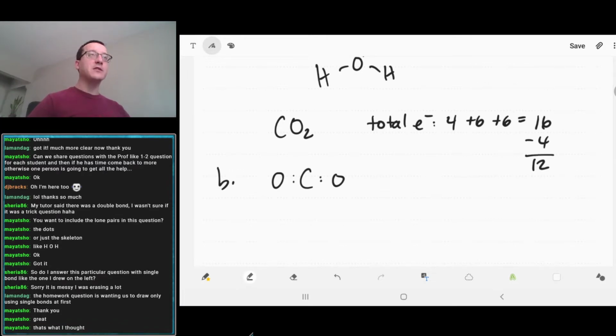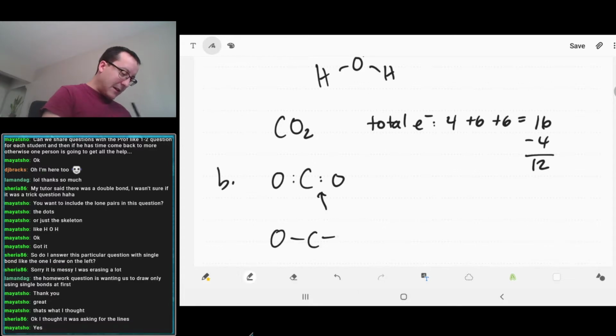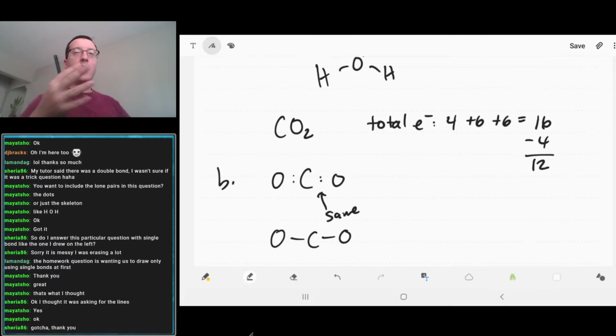Okay, Maya, I see what you're saying. You meant for this particular question. Got it. Sorry for the confusion. You could draw a line as well. So remember, this thing is exactly the same as this thing. The lines are just a neater way of doing it. And so for part B here, you would just leave it as one of these two. Then you would go on and add on the rest of your electrons, make your double bonds later, and all that fun stuff.